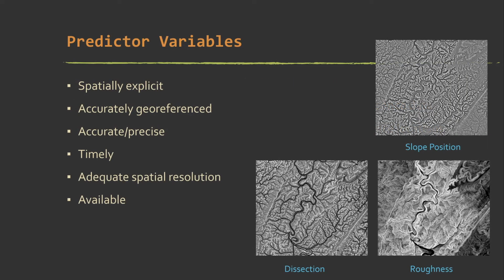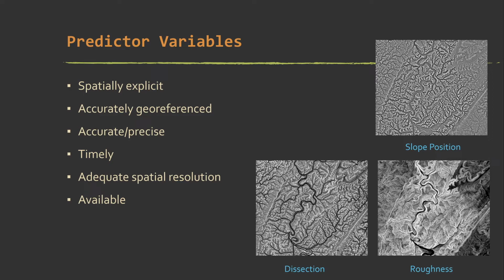Okay, then we obviously need our predictor variables, our independent variables, or the features that we're going to use to predict the thing that we want to map or predict. Okay, so similar to the training data, these features should be spatially explicit. So you need to know values at specific locations. They should be accurately georeferenced, so you don't introduce errors associated with positional inaccuracies into your model. Should be accurate and precise.